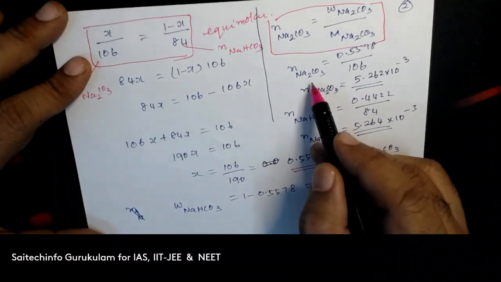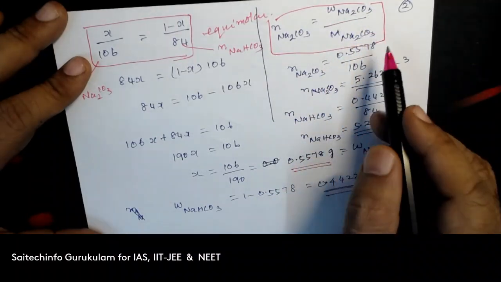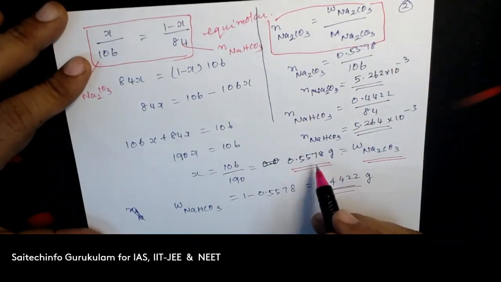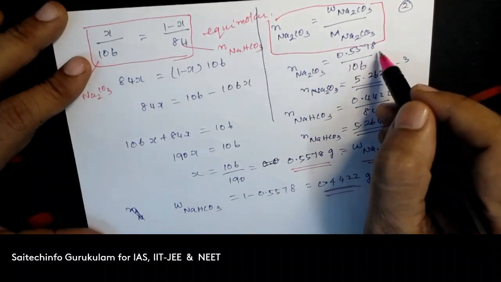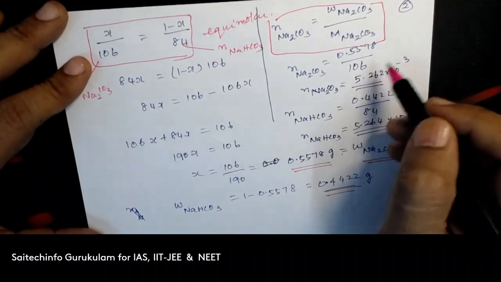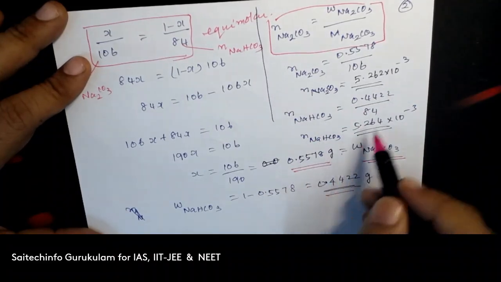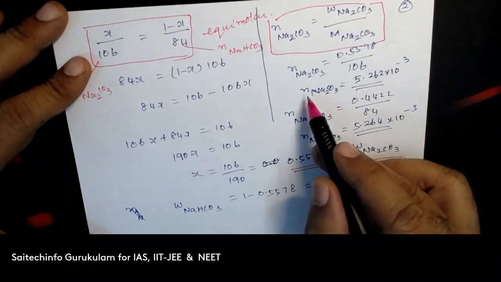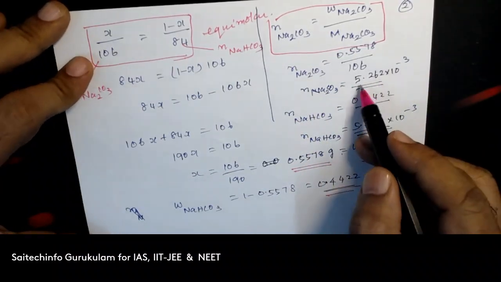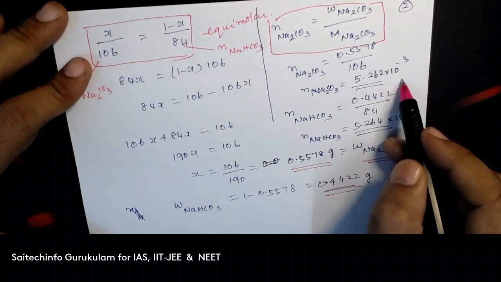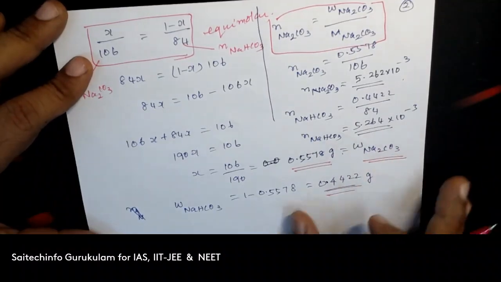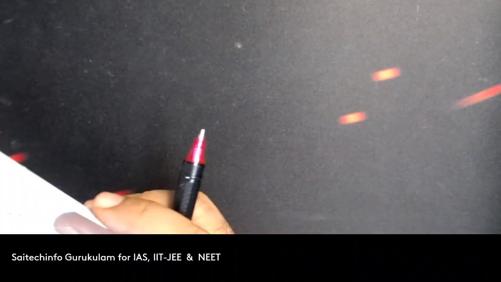Let us work out sodium carbonate. So n of Na2CO3 is equal to weight of sodium carbonate divided by molar mass of sodium carbonate. So we have the weight of sodium carbonate as 0.5578, so 0.5578 divided by its molecular mass. Similarly, for NaHCO3 we have 0.4422 divided by 84. Now we get the number of moles of sodium carbonate as 5.262 into 10 power minus 3 mole. Similarly, for sodium bicarbonate 5.64 into 10 power minus 3.